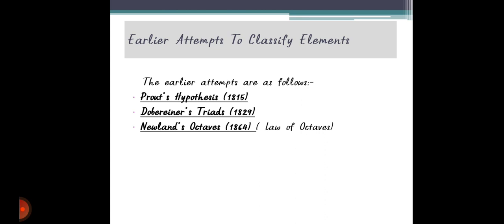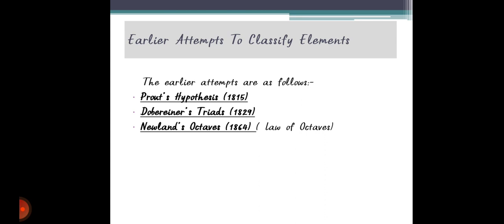The first one is Prout's hypothesis, which was introduced in the year 1815. According to this theory, the hydrogen atom was considered as the fundamental unit from which all other atoms were made. It is also known as the unitary theory. The next one is Dobereiner's triads, which comes in the year 1829.